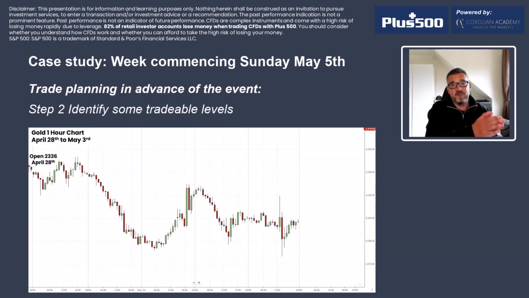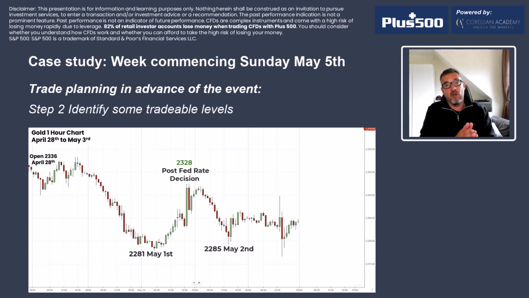Looking at the price action from the week before, which was April the 28th to May the 3rd, I see that prices rallied from initial lows on Wednesday, the 1st of May at 2,281 to a high of 2,328 after the Fed rate decision and press conference, before falling back to a low at 2,277 on Friday, and then rallying again into the Friday close to end the week at 2,301. And that was after the release of a below expectation US non-farm payrolls report.